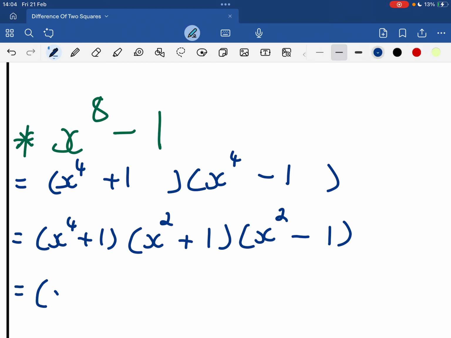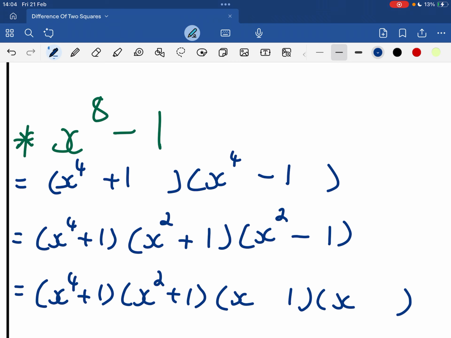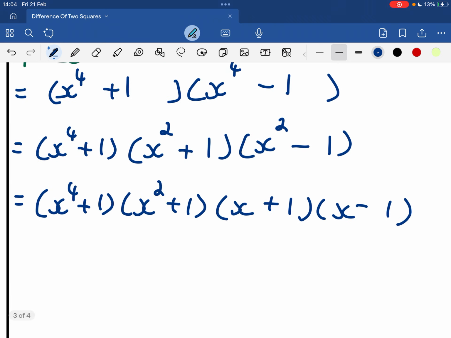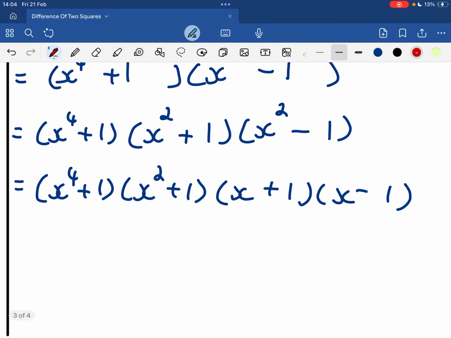So we have to keep going again. X to the power of 4 plus 1, x squared plus 1. Then we're going to have x, 1 and 1, plus and minus. We are finally done because we no longer have a difference of two squares.